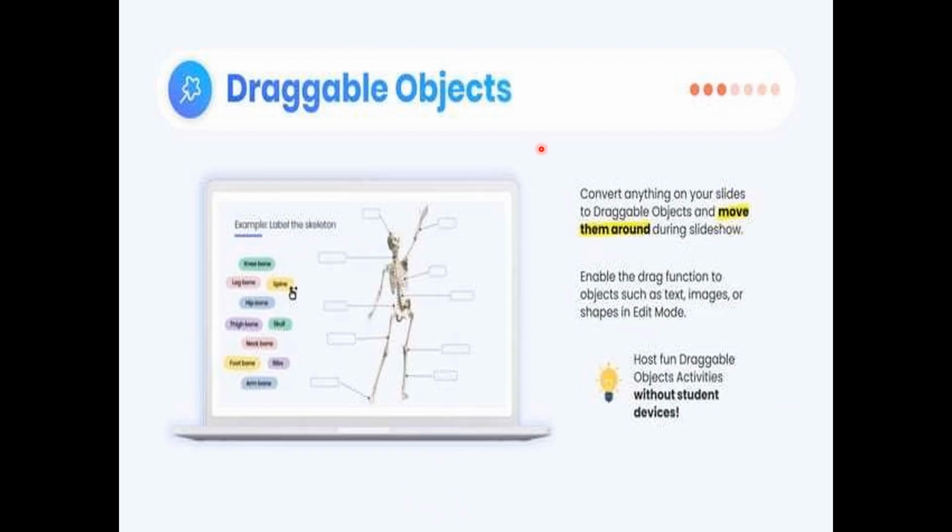One of the most unique features is draggable objects. This allows you to take any text, image, or shape on your slide and move it around freely during your live slideshow. You enable this in edit mode, and it becomes a powerful way to host interactive activities like labeling a diagram or sorting items, even if your students don't have their own devices.